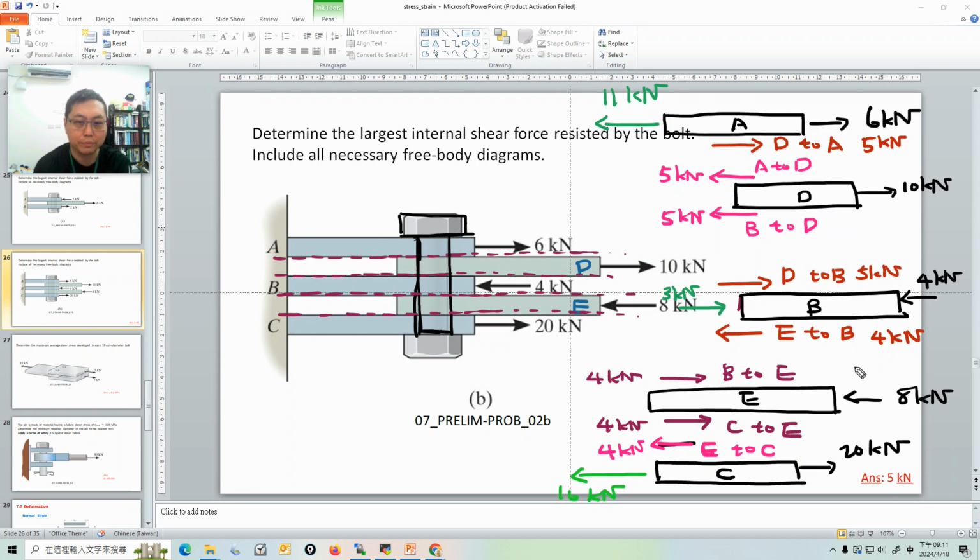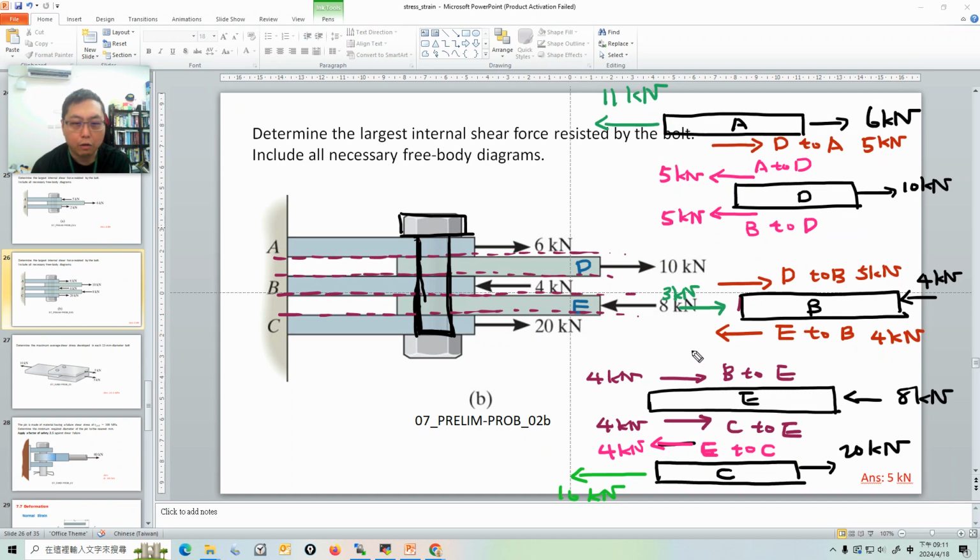Drawing a free body diagram is the basis for rigid body equilibrium. Previously we didn't have much example on this, but you will see lots of free body diagrams in this course.